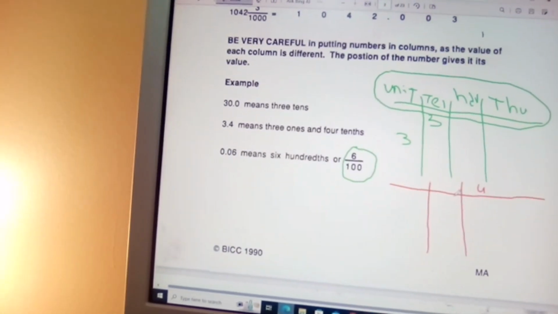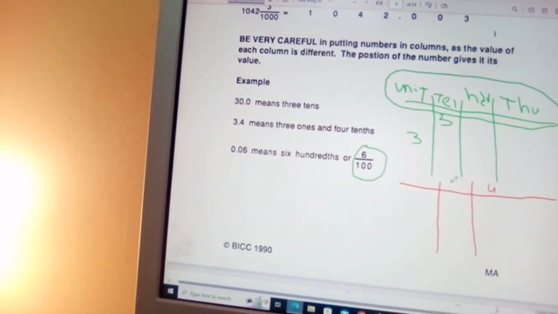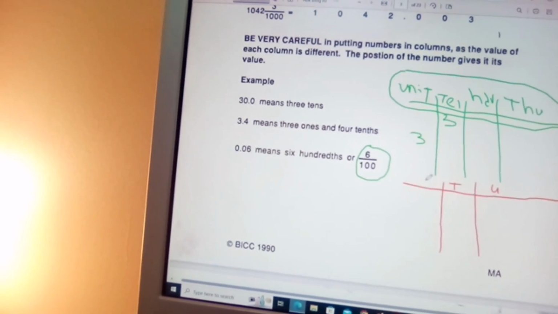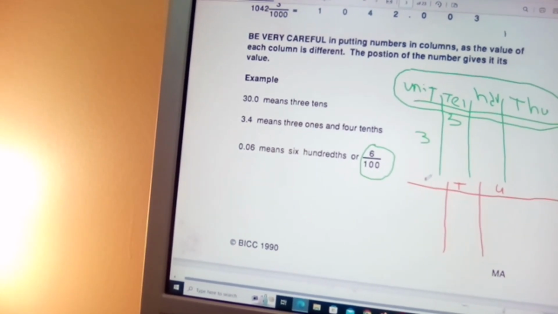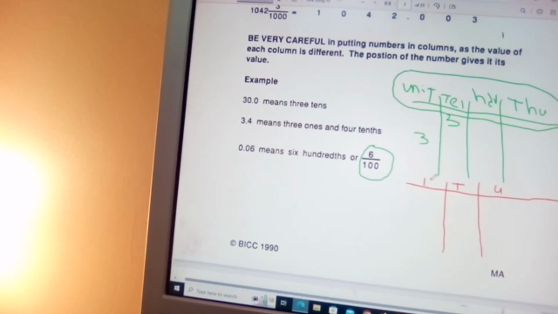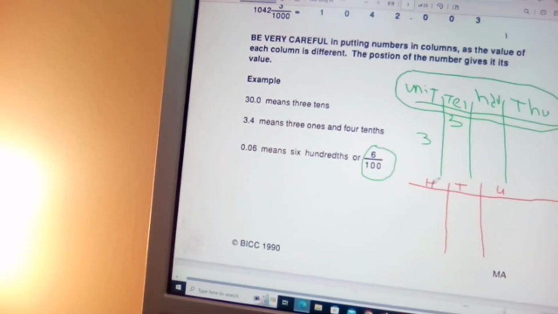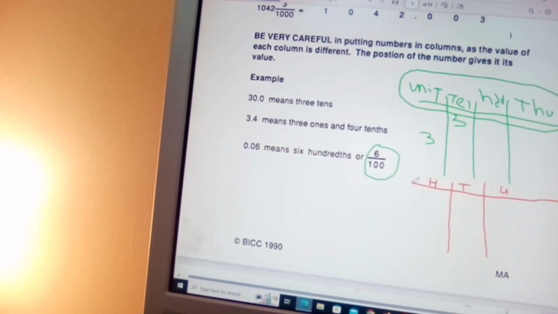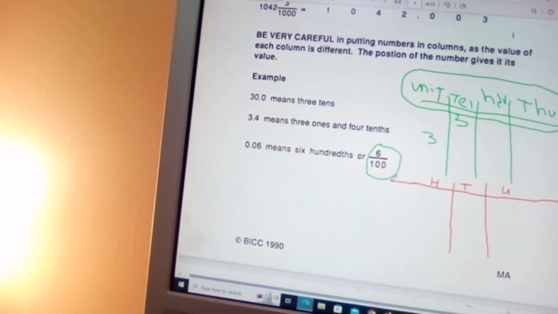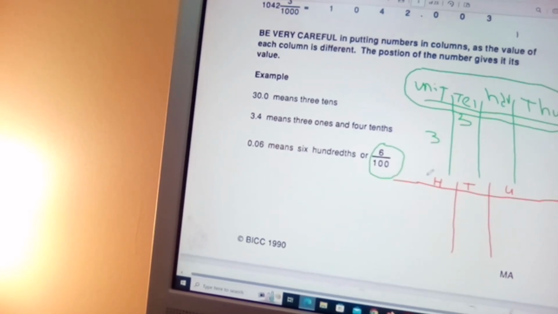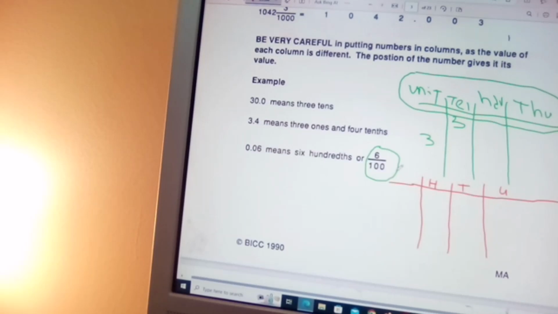Be units, tens, hundreds, well, capital H, okay? And let's go across a little bit more. And thousands, TH, okay?